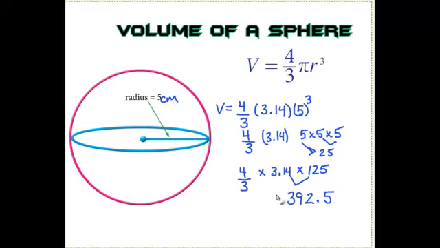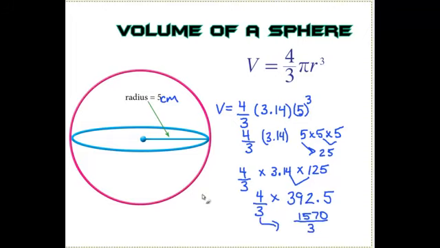Now we just have to multiply by our 4/3, and this is probably the trickiest part for students, but an easier way to do this is to know that we're going to multiply 4 across the top and then divide by 3 on the bottom. So let's do our multiplication of 392.5 times 4. That gives us a nice 1,570. And our last step is we're going to bring that 3 down here and divide by 3.